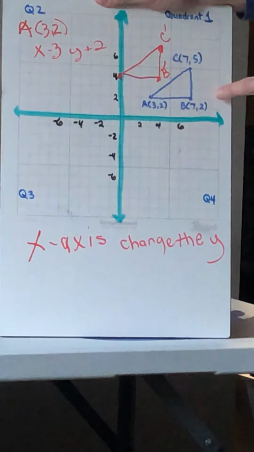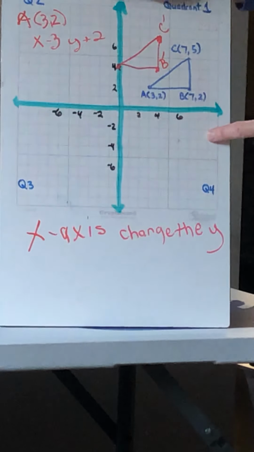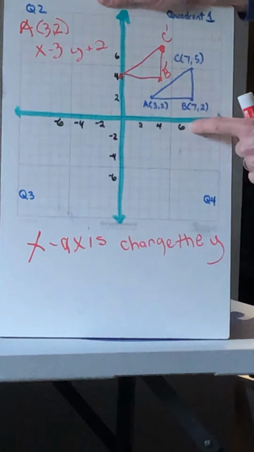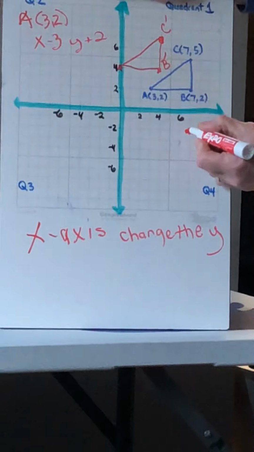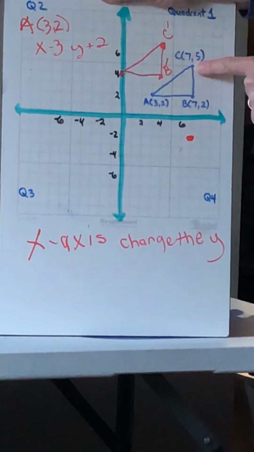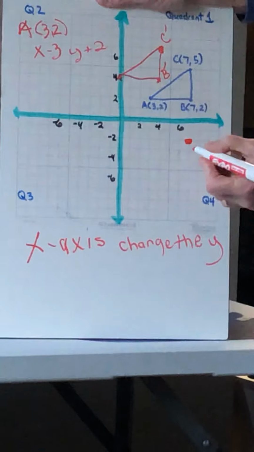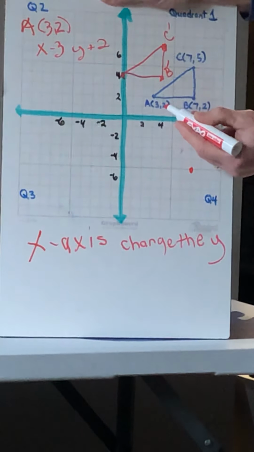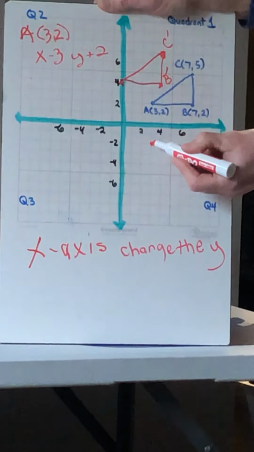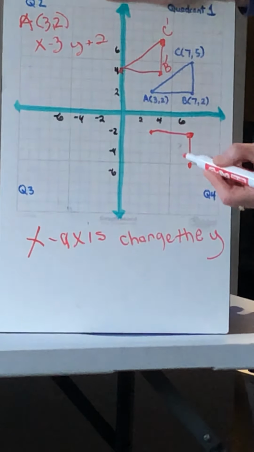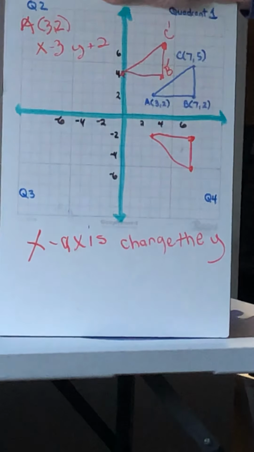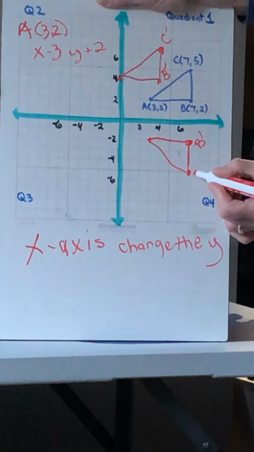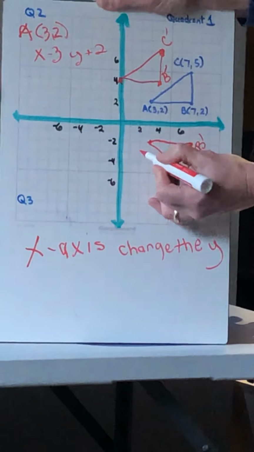Alright, so if I'm going to take this point (7, 2) and reflect it over here, I change the y coordinate to its opposite, a negative 2. I still go over 7, but I'm going to go down a negative 2. I'm still going to go over 7 here, but now instead of going up 5, I'm going down 5. And this point (3, 2) becomes (3, -2), because I'm changing that coordinate. And that would be B prime if we pretend we didn't do that one. And this would be C prime, and this would be A prime.